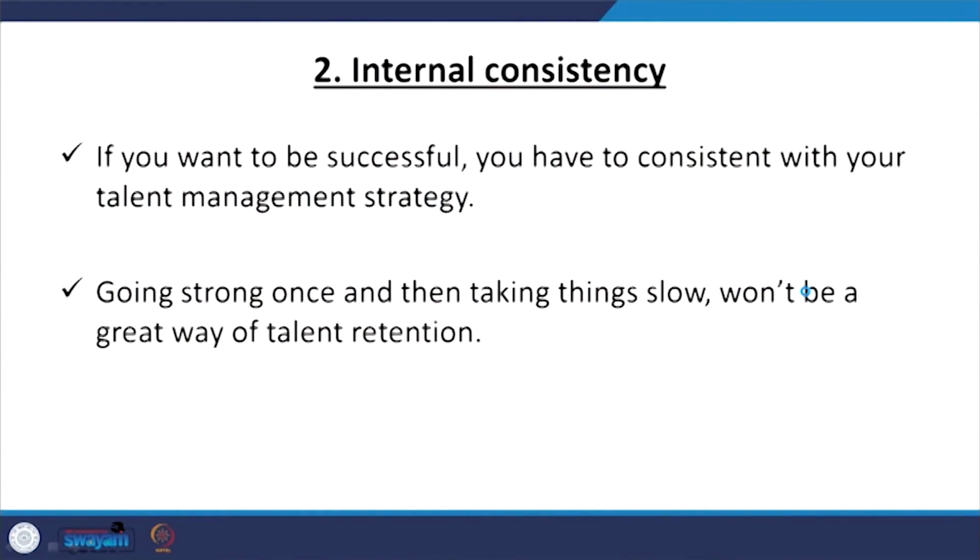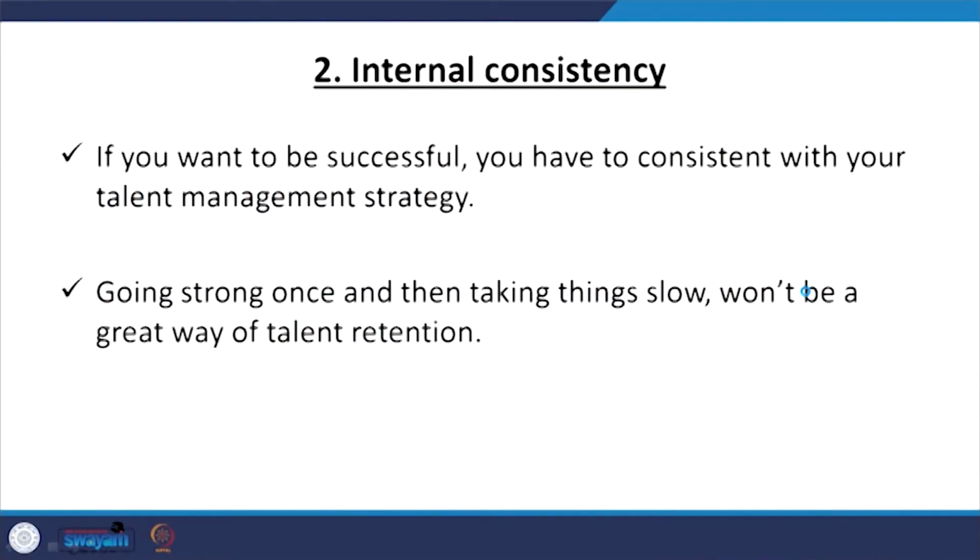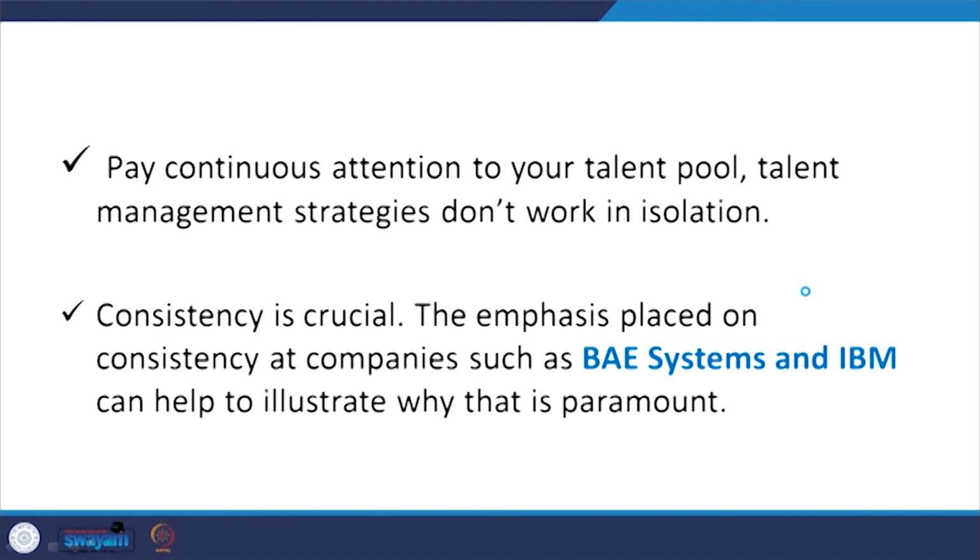In the internal consistency, to be successful you have to be consistent with your talent management strategy, which I have already explained. That is, what your talent management strategy is to be, and it is on the basis of those practices: performance management, rewards, recruitment and selection, talent review. All these are examples of how you are going to build the talent management strategy. Going wrong once and then taking things slow would not be a great way of talent retention. You will not be able to retain if you are going wrong and then changing things very slowly. Pay continuous attention to your talent pool. That is, on a day to day basis you have to understand the developments.